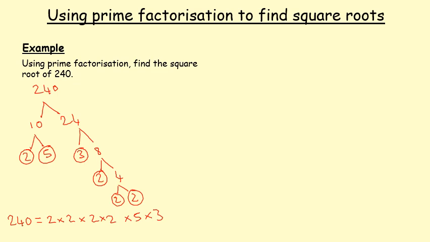That doesn't matter. You will still end up at the end of it with 240 equals 2 times 2 times 2 times 2 times 5 times 3. Okay, so let's have a look at what we've got. How many pairs of the same number do we have? So we've got one pair of 2's, and we've got another pair of 2's. But then we've got this 5 and this 3 that are on their own. So what that means is this is not going to give us a perfect square.